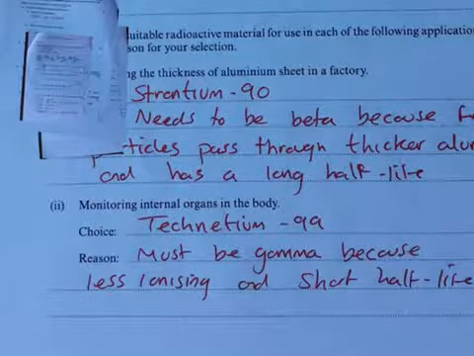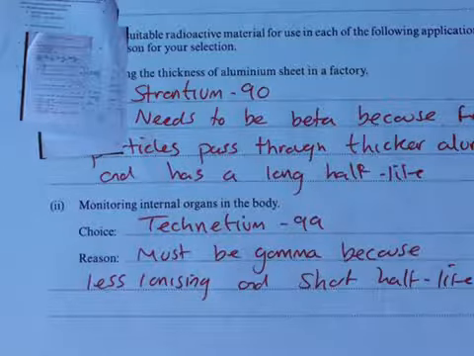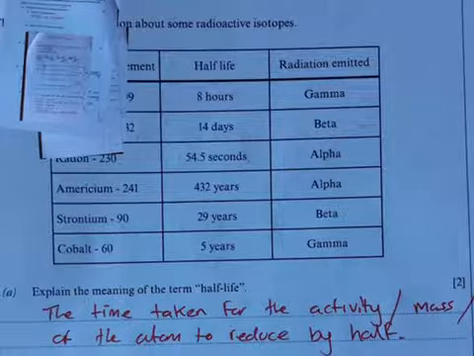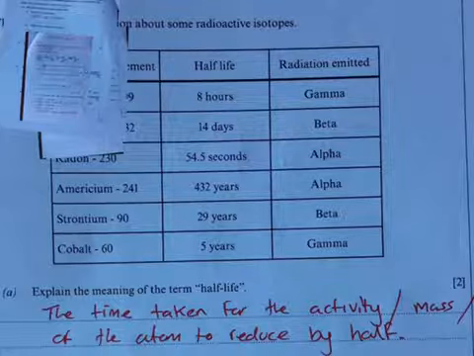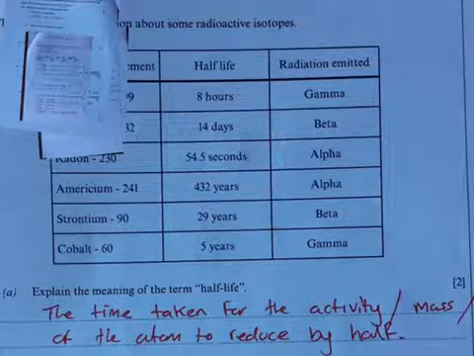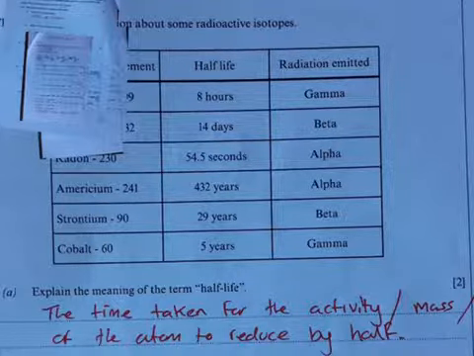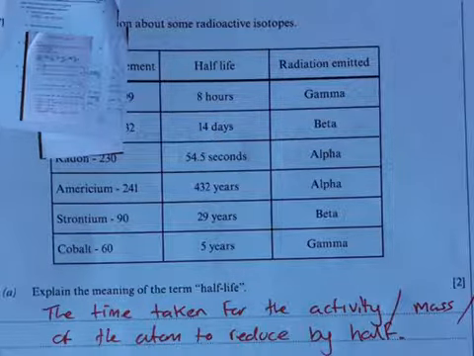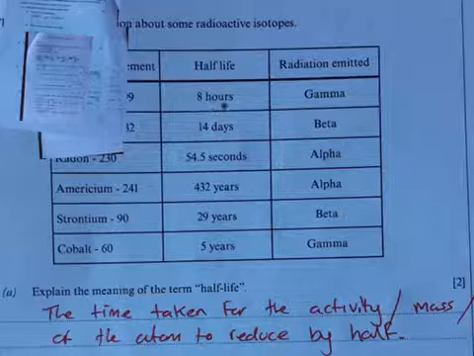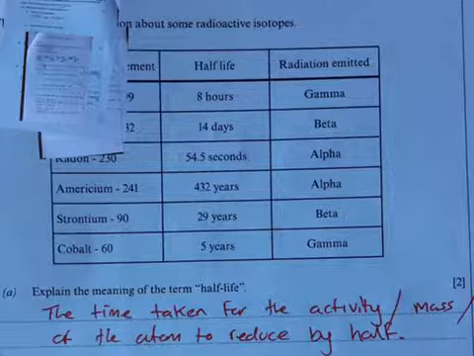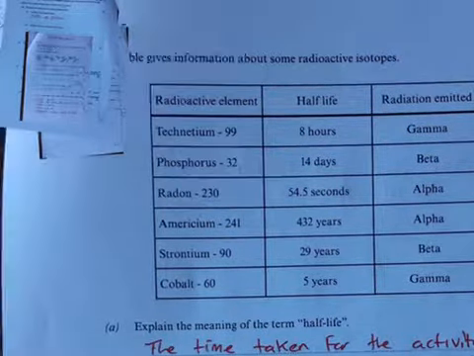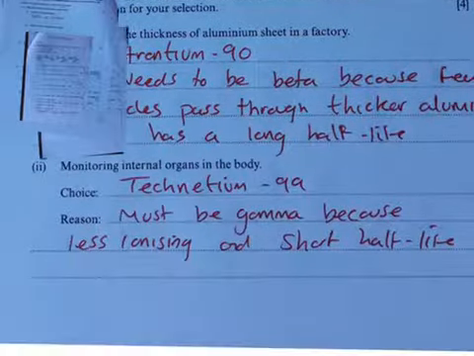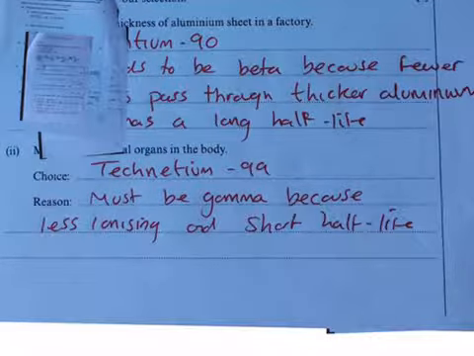Monitoring internal organs in the body. This one's slightly easier because you're looking for a gamma. If you're using anything in the body, you want it to be not ionizing. So gamma is less ionizing, and we're looking for a really short half-life. Cobalt 60 is going to stay in your system for 5 years. We need something out of our system in 8 hours. We need something that's gamma. We're going to use technetium 99. There we are, and that's that one done.